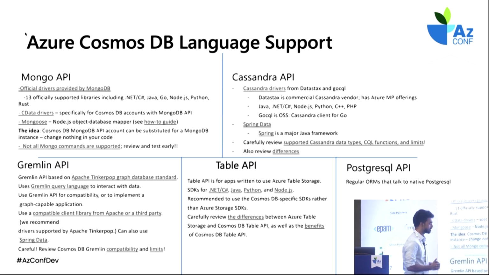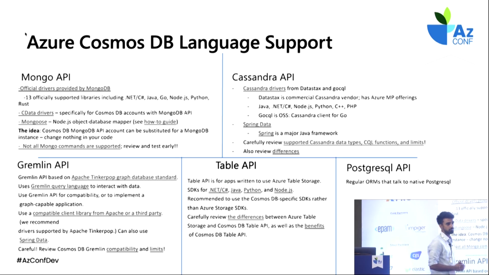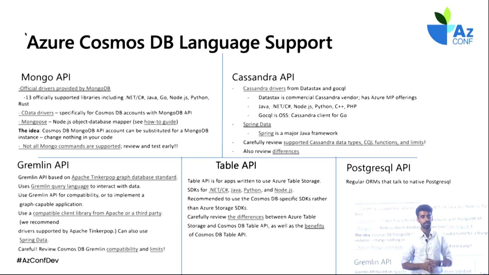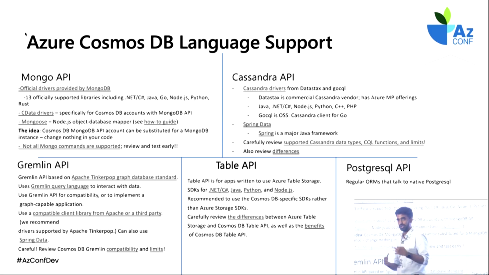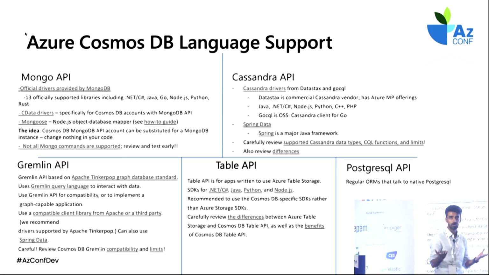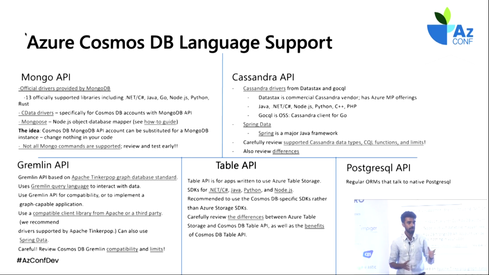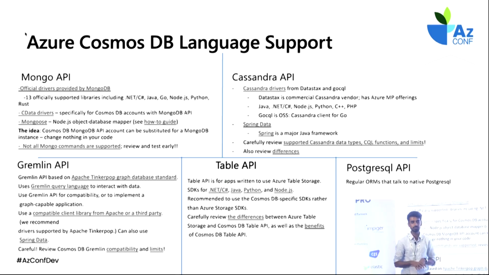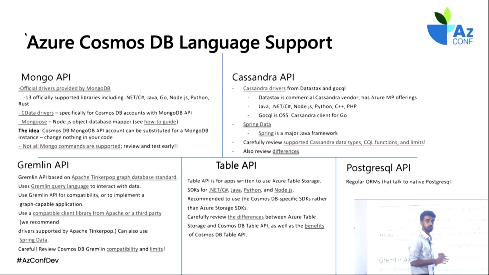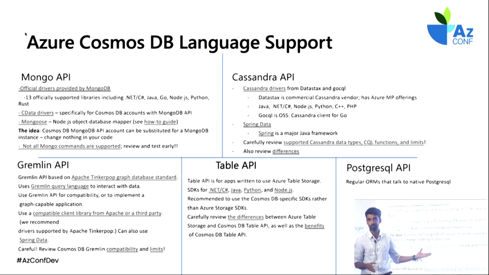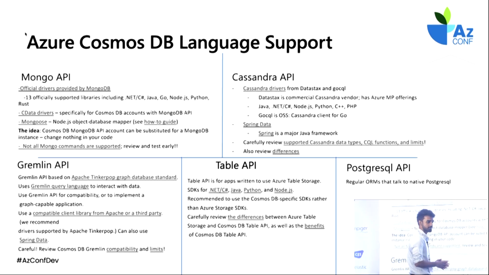Gremlin is similar to Cassandra and Mongo. We do recommend the Apache TinkerPop library, which you can use to interact with the Gremlin API. If you're building any graph workloads, I would recommend choosing the Gremlin API. And the Table API is in maintenance mode, I would say, because we have different services providing the same capabilities: Azure Storage Table API, and Cosmos DB also provides a Table API.